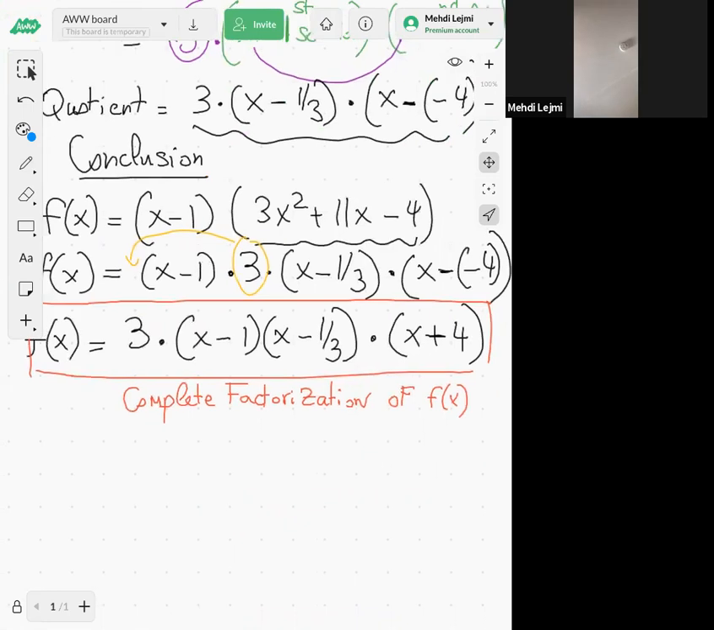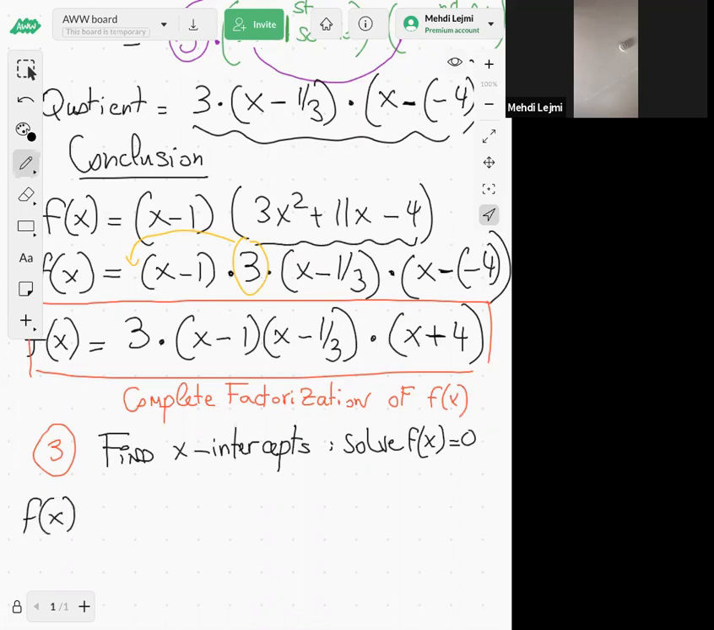So then I can move to number 3. Find the x-intercepts and their multiplicities. Well, here, guys, all the work is done in number 2. How do we find x-intercepts? We have to solve f of x equal to 0, right? But I know my f of x from number 2: f of x is 3 times x minus 1 times x minus 1/3 times x plus 4.